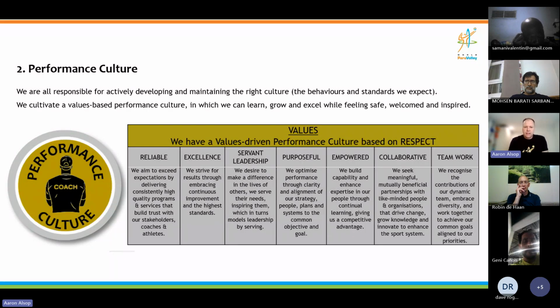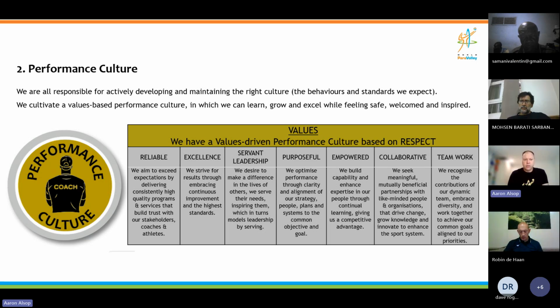What do we mean by that? It's essentially where we know that people can feel safe, they feel welcome, they feel inspired, so that we know then that they can learn, grow, and excel. And around your culture, you may have a set of values. So I've just put up there a framework of values based on the acronym RESPECT. What you do in your program around the coach to create that sort of value structure is really going to help shape the culture in which those coaches have to perform. What we also know about culture is that it's essentially the set of values, standards and behaviors that we expect of people that come into that environment.